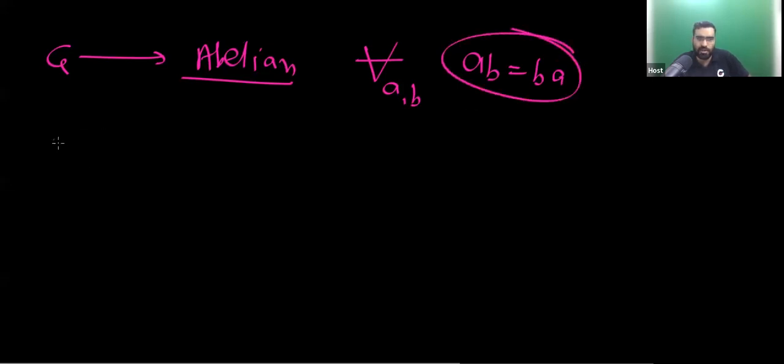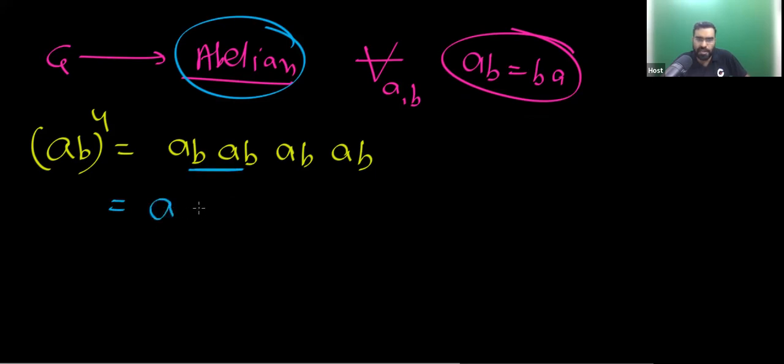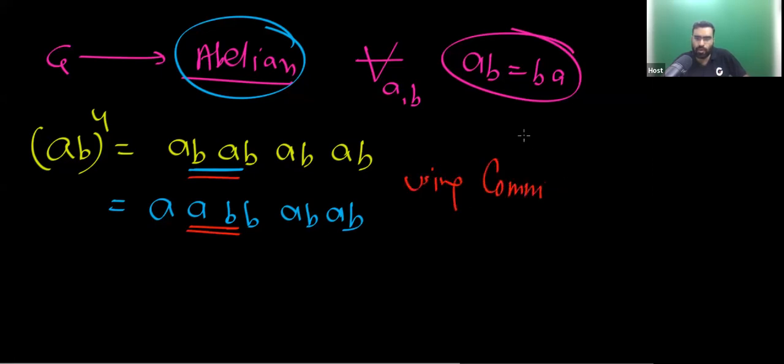So you can easily notice that (AB) power 4 means AB, AB, AB, AB. I can use this commutative property and write it like this: AA, BB, AB, AB. See what I'm doing? I am writing this using the commutative property.